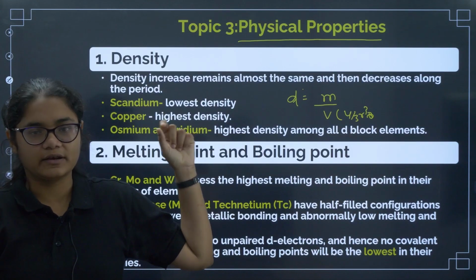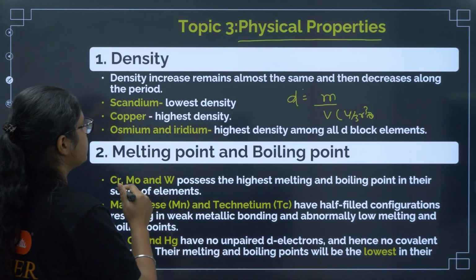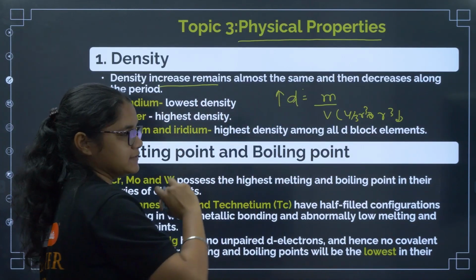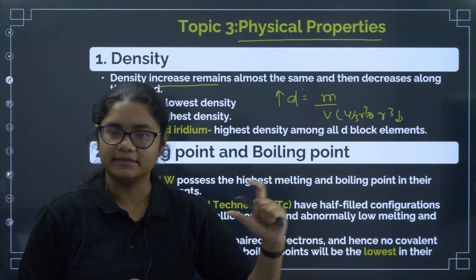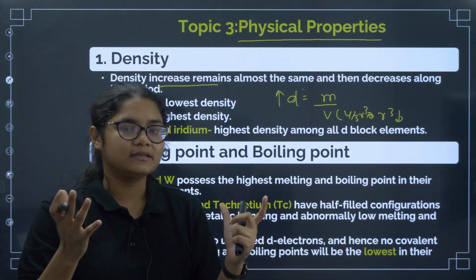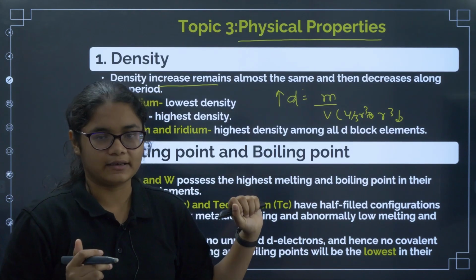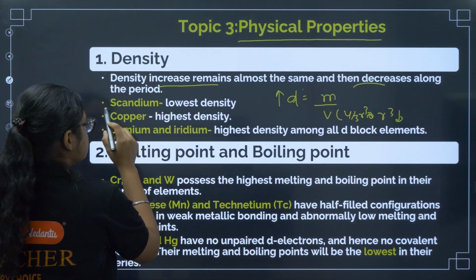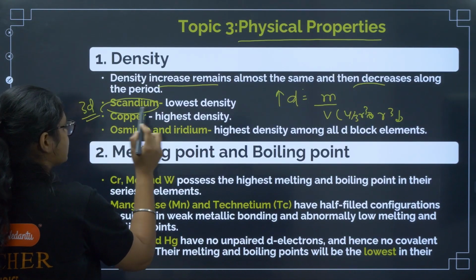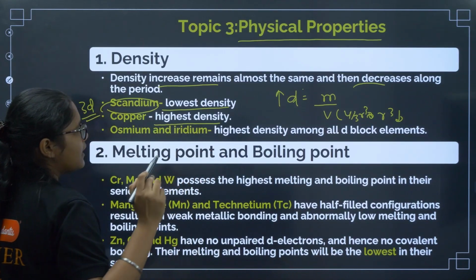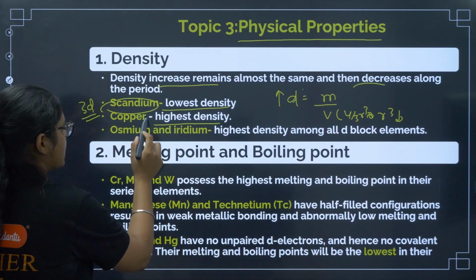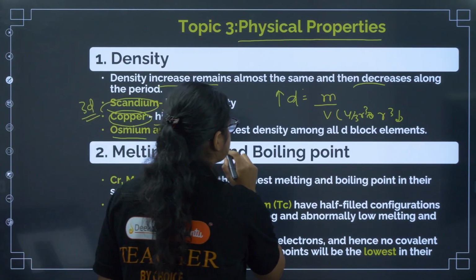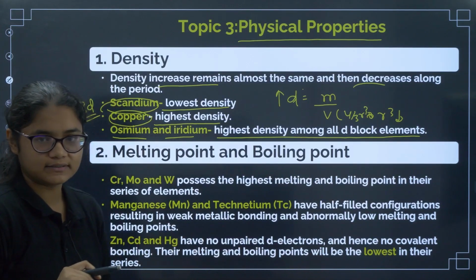Initially the radius was decreasing, and if the radius decreases, then density will increase. Then the radius remains constant, so density remains constant. Towards the end, the radius increases, so volume will increase and density will decrease, right? That is what is happening. Now something you can remember: scandium in the 3d series has the lowest density and copper has the highest density. Copper has the highest density for different reasons, but you should remember the elements. Then osmium and iridium have the highest density among all the d block elements.